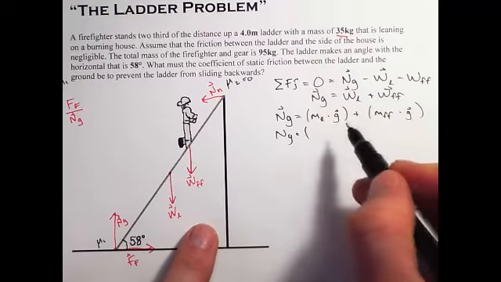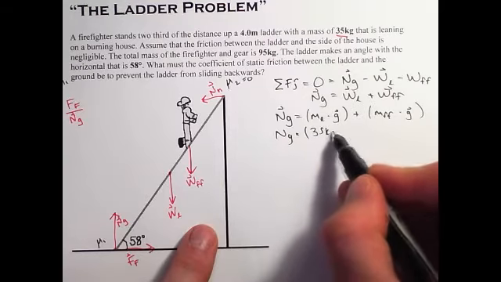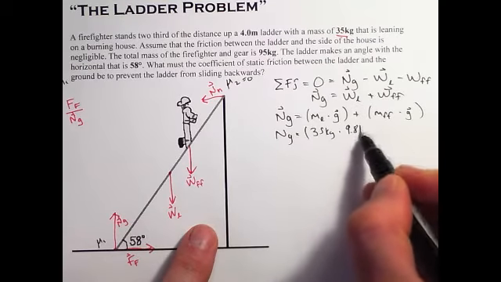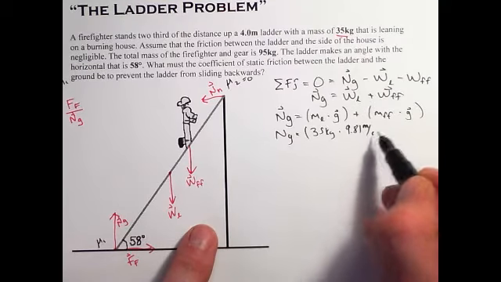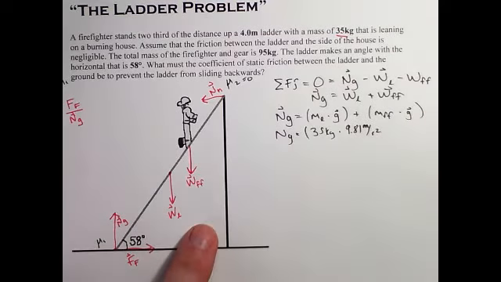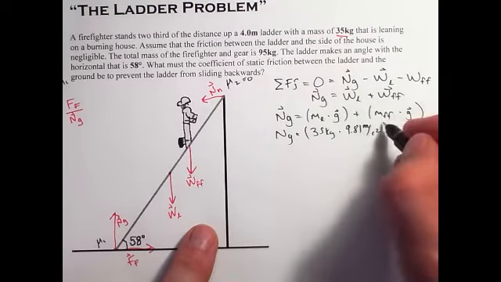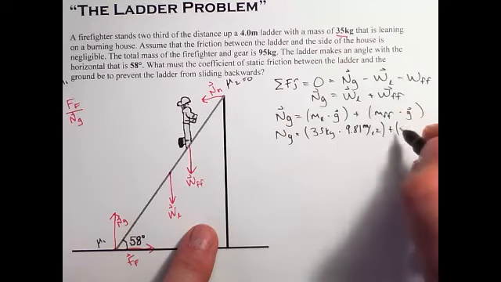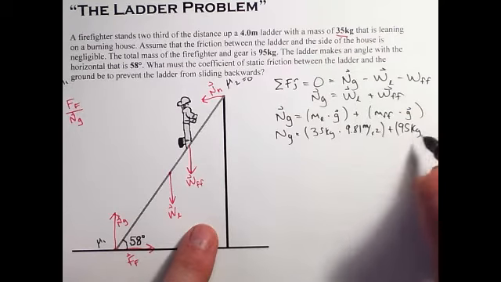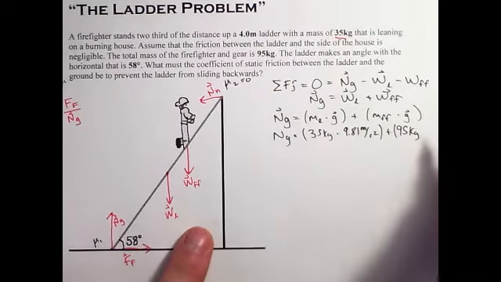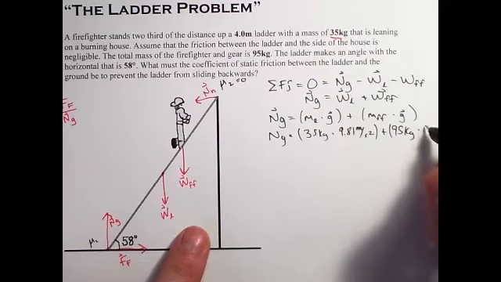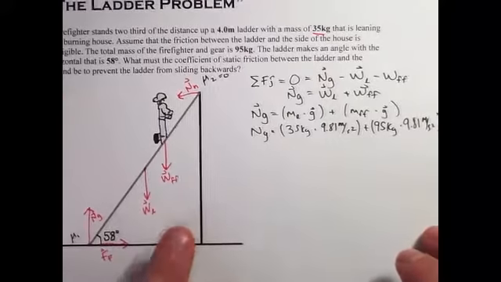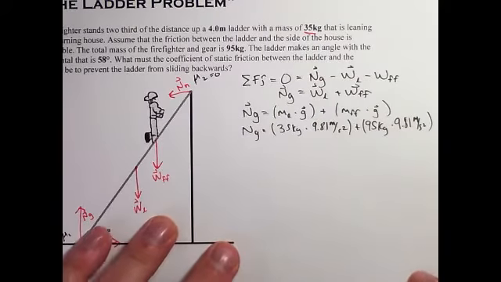So let's start throwing some things into this. 35 kilograms is the ladder, 9.81 meters per second squared is the acceleration due to gravity. The mass of the firefighter and their gear is 95 kilograms times 9.81 meters per second squared. So we have that all solved out.